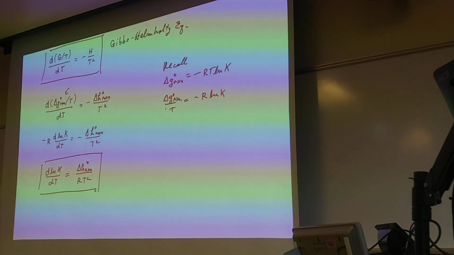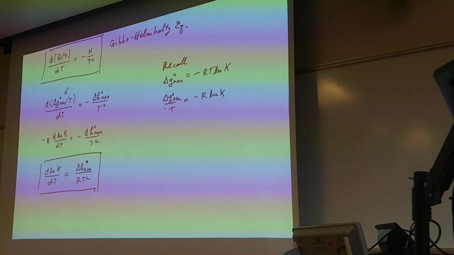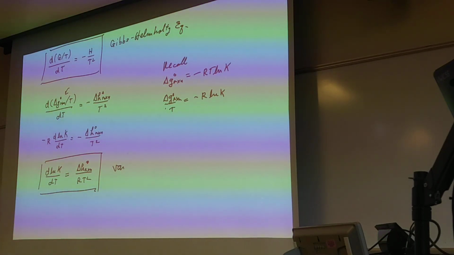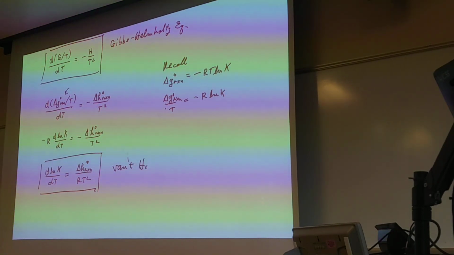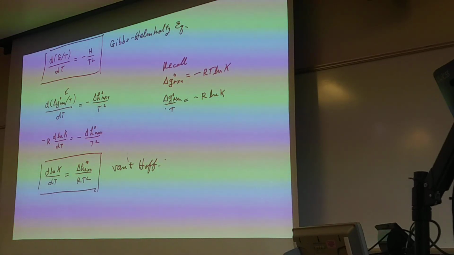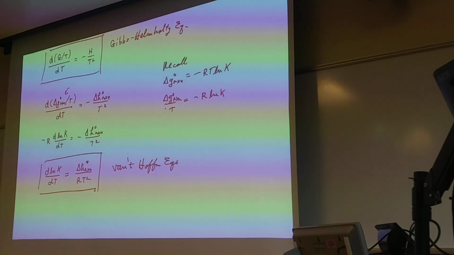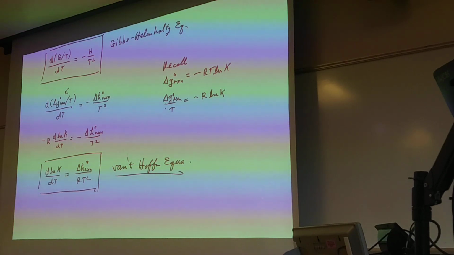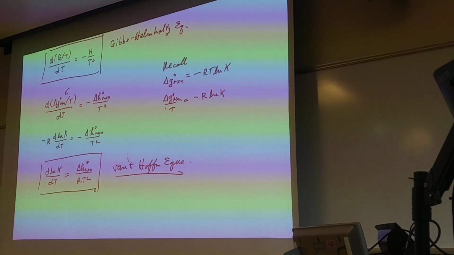Anybody know the name of this equation? This is the Van't Hoff equation. Actually, one of the Van't Hoff equations. So it's going to be our way of getting an equilibrium constant at the temperature we're interested in by integrating away from the reference temperature that we have data plotted for or tabulated for at 25 C. So we can take a look at that, see where that brings us.